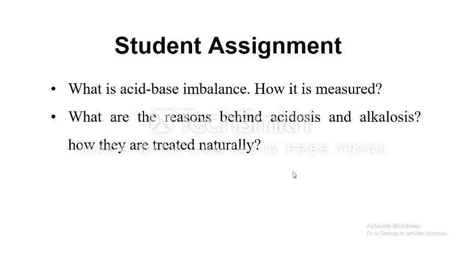Now, after this detailed discussion of acid base balance and the problems that rise because of their imbalance, the students can do these assignments. Number one, you have to tell what is acid base imbalance and how it is measured, and then what are the reasons behind acidosis and alkalosis. And once a person has acidosis or alkalosis, how these two conditions can be treated naturally. Okay, and you have to write down the symptoms and the causes of alkalosis and acidosis.